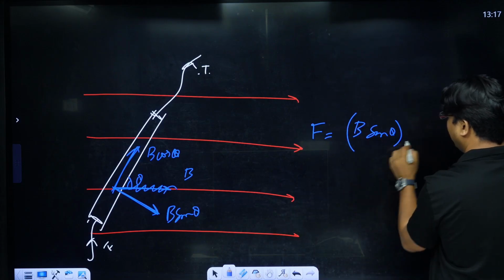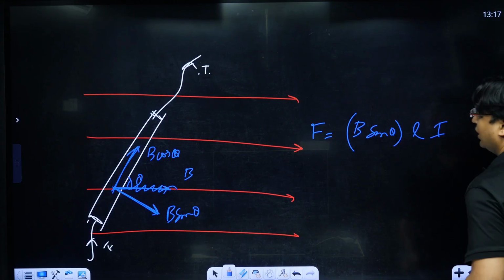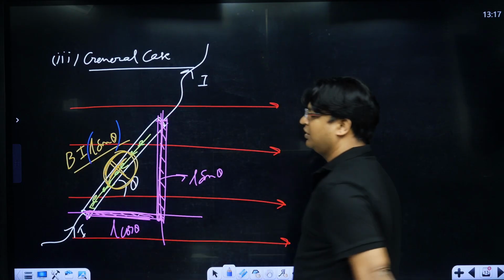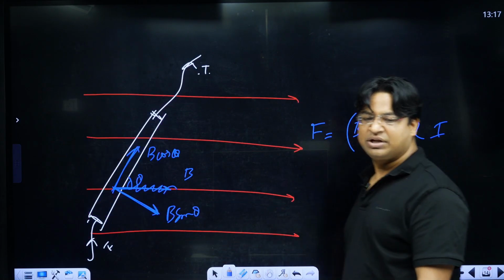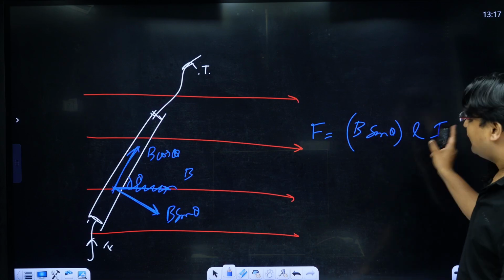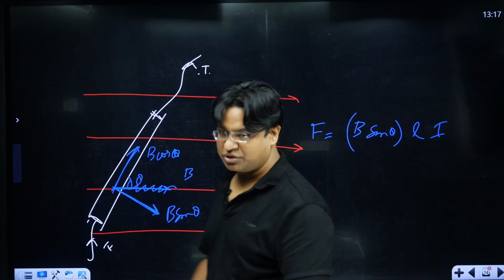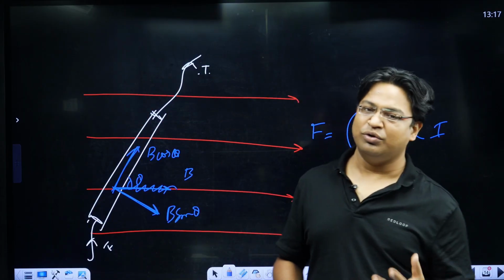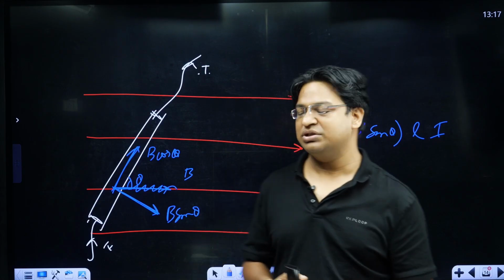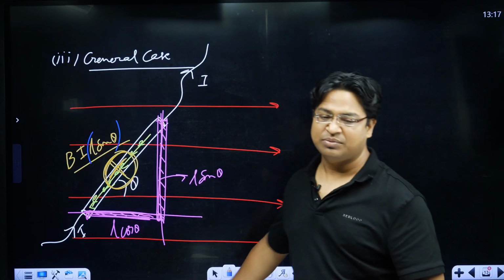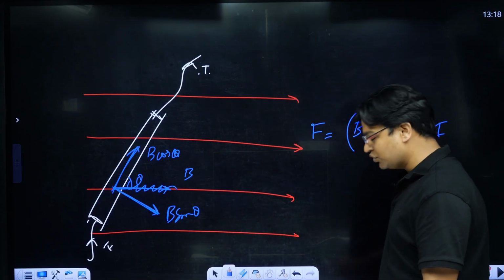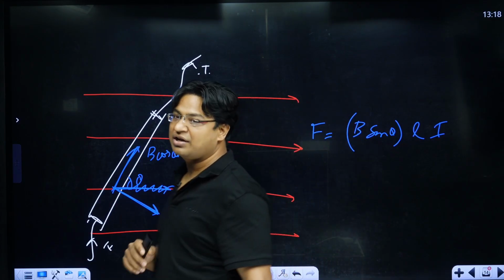B sine theta into L into I. So here you took the component of length. Okay, so this L sine theta, the entire B, then I, then L sine theta, and here you took the component of B. So the final expression remains the same. The direction of force also remains the same. Only your way of thought is different now. So whichever way suits you, you can go with that. It may also happen that in some questions, this way will suit you better, and in some questions, the other way of thought will suit you better. So that is how we can write the magnetic force on a straight current carrying wire.